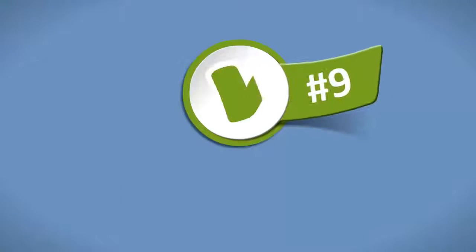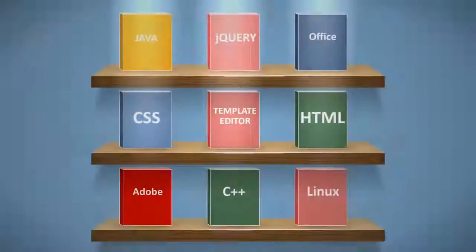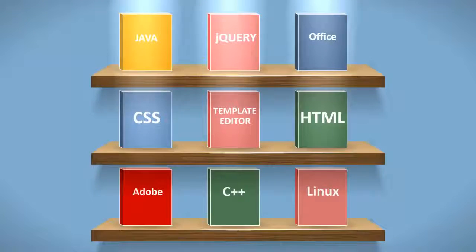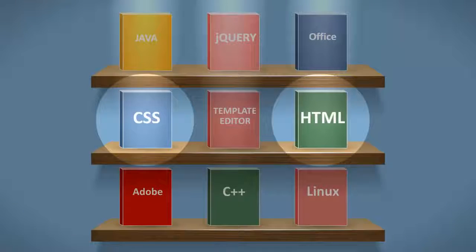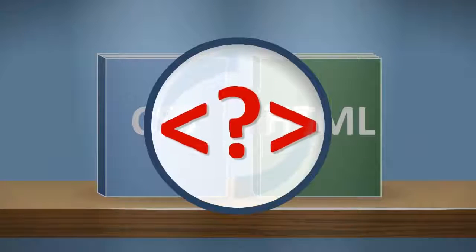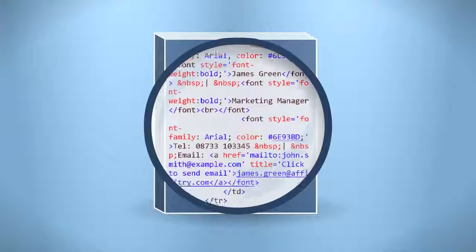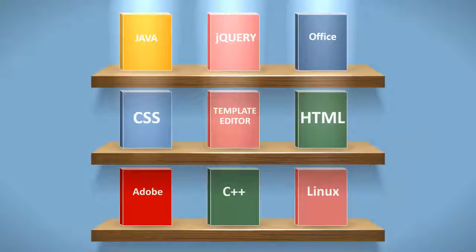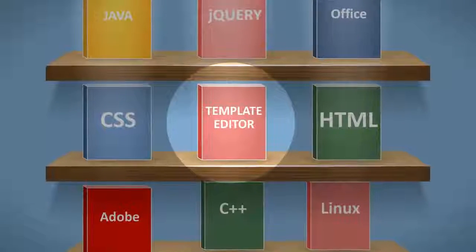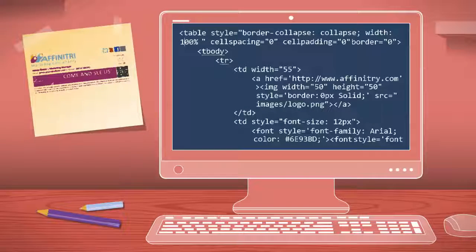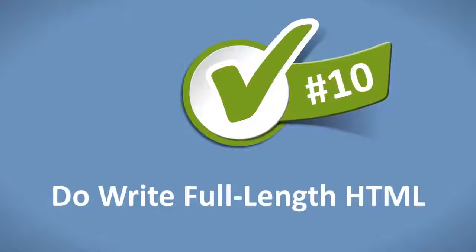Number 9, do use inline CSS. This is more technical. Inline CSS and email HTML go hand in hand. A lot of standard W3C approved methods won't work with the programs we use to read email. Get around them using inline CSS. If you're not technical, use an editor made specifically for signatures that will automatically turn your design into code that follows all these rules. Number 10, do write full-length HTML.